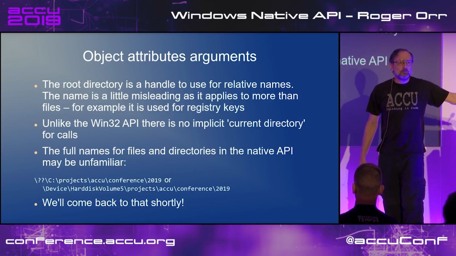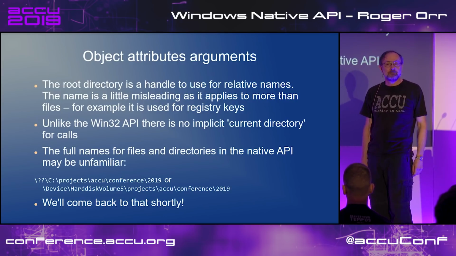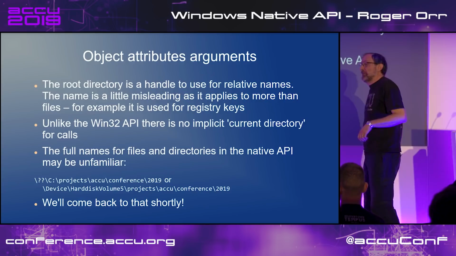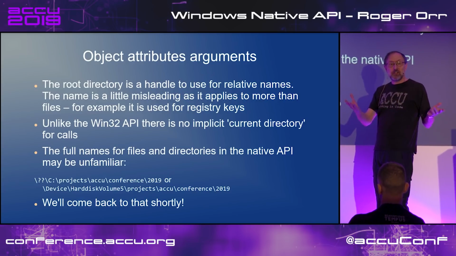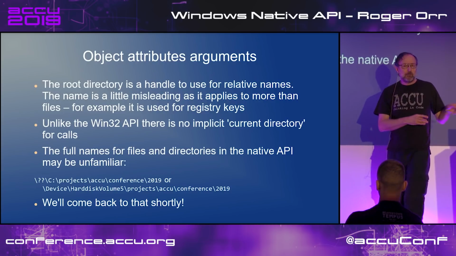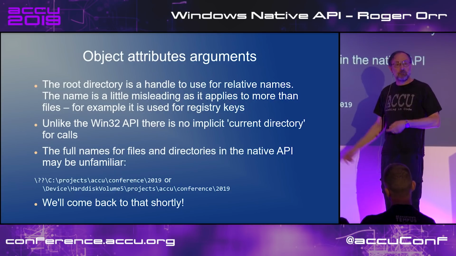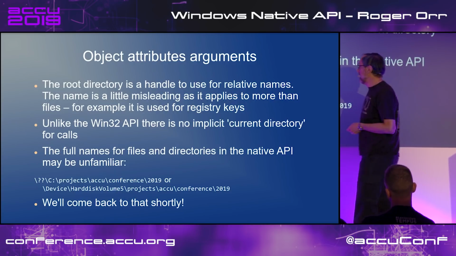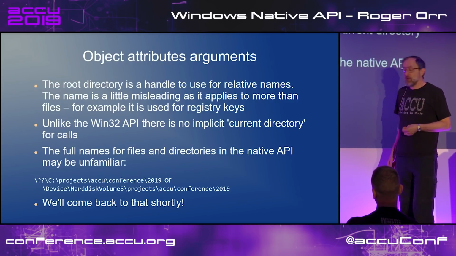I've only got one disk in here. It's only got one volume, but it's number 5. I don't know what the other 4 are. They're partitions of some sort. I've found a couple, but I don't know why it's 5. Anyway, I don't really care, because you very rarely need that. And then it starts with, again, projects ACCU conference 2019.